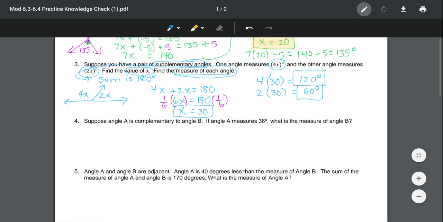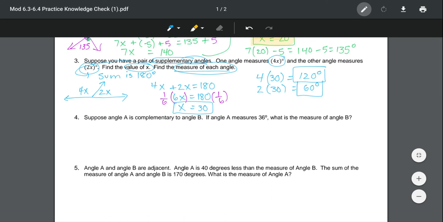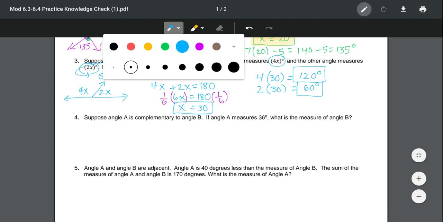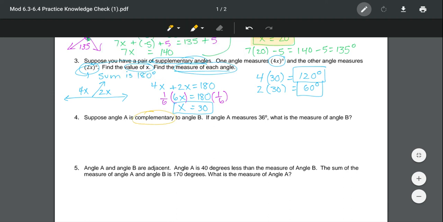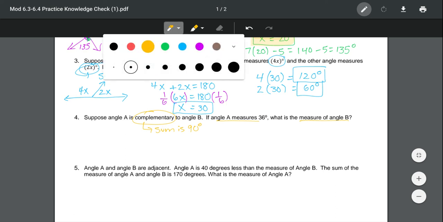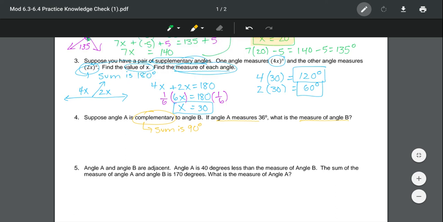Okay, number 4, suppose an angle A is complementary to angle B. If angle A measures 36 degrees, what is the measure of angle B? So recall that complementary angles, their sum is 90 degrees. So okay, you can sketch a little diagram for these two complementary angles.